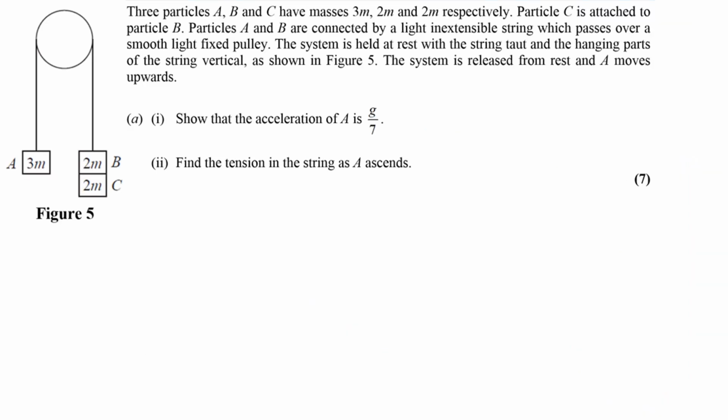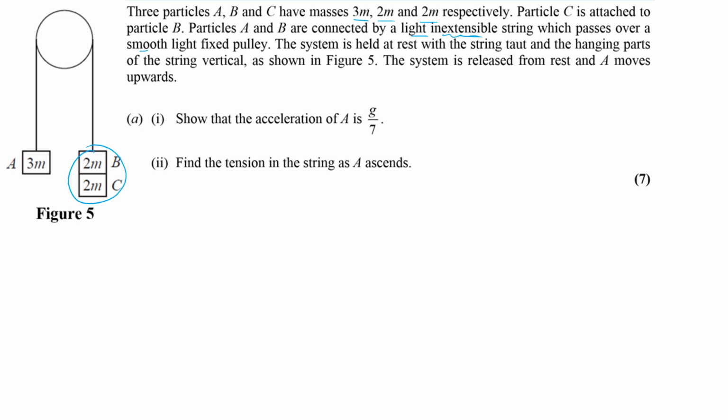This last question is on connected particles. We've got A, B and C with these masses, 3m, 2m and 2m. C and B are attached to each other, so they can be treated as one particle. They are connected by a light inextensible string. Light means there's no mass in the string, so it doesn't have to be taken into account. Inextensible, so the same acceleration throughout.